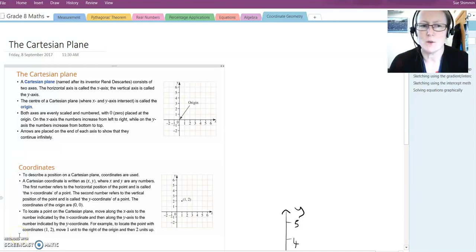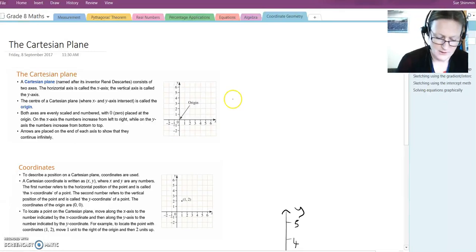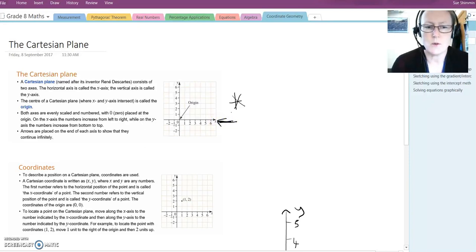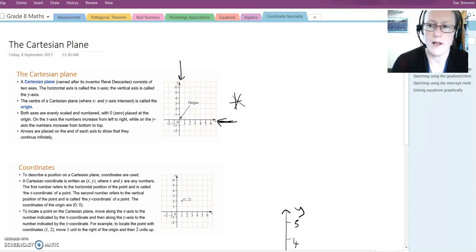Alright, let's look at the Cartesian plane. A Cartesian plane consists of two axes, such as we have here. This is a Cartesian plane. It's got two axes. The horizontal axis, this one here, is called the x-axis. The vertical axis, this axis here, is called the y-axis.